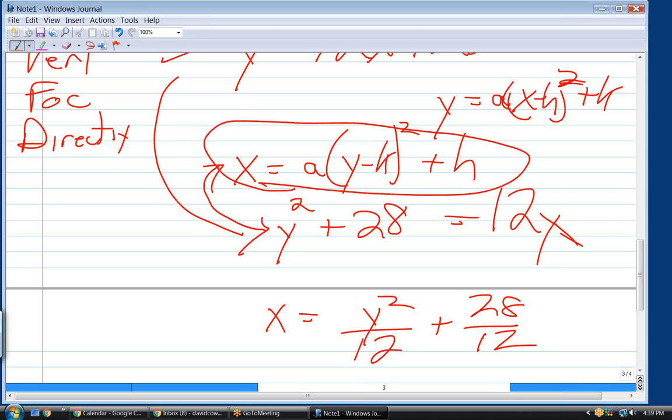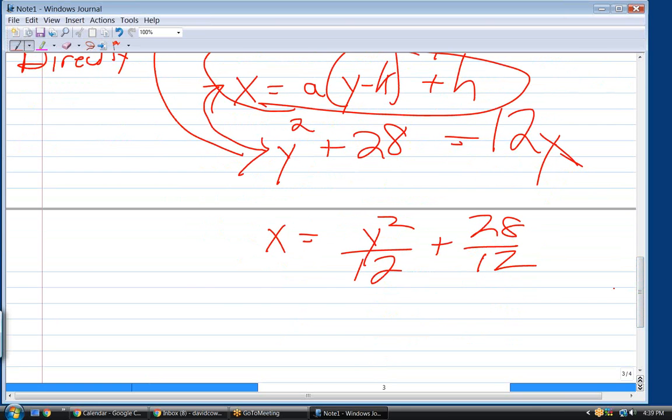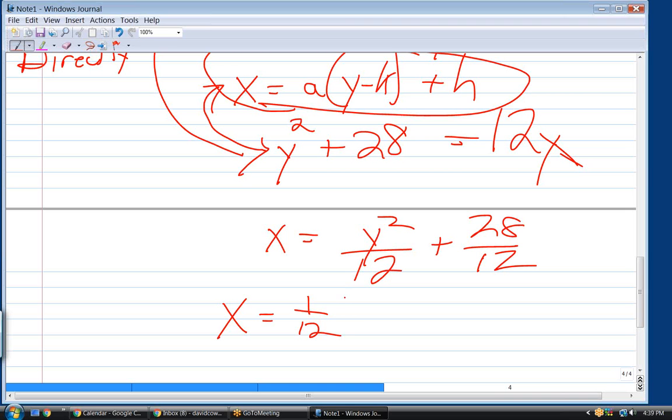What do you think A is? There is no A? No, there is no A. It's 1/12. Oh. What would k be? 0. And the only reason I know that is because there's no y term. There's a y squared term, but there's no y term.